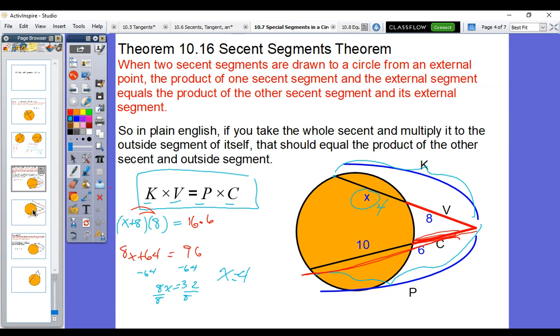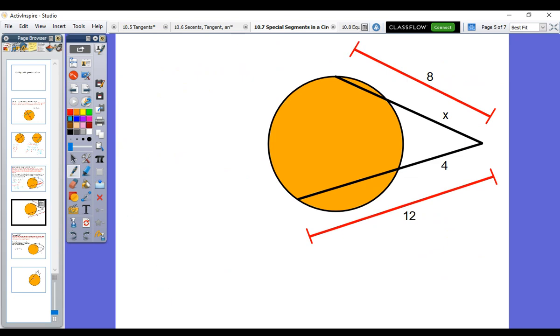Alright, let's try another one. So again, there's no letters here, so don't obsess over the K, V, C, P I use. Just remember, it's the entire secant, so in this case, the whole secant, 8 times its outside part, in this case x, is equal to the entire secant of the other secant, 12 times its outside part, in this case 4. So 8 times x is 8x, 12 times 4 is 48.